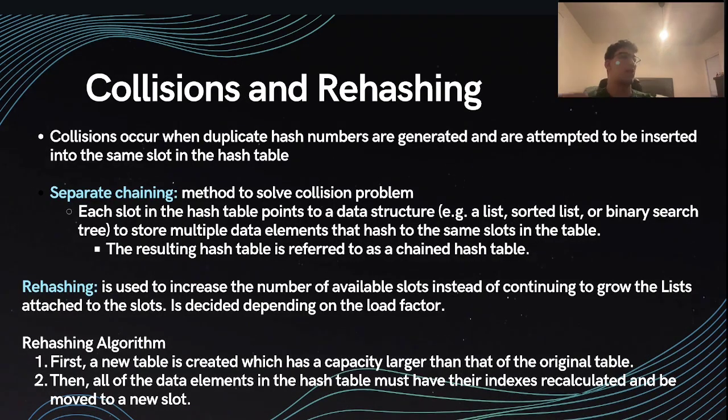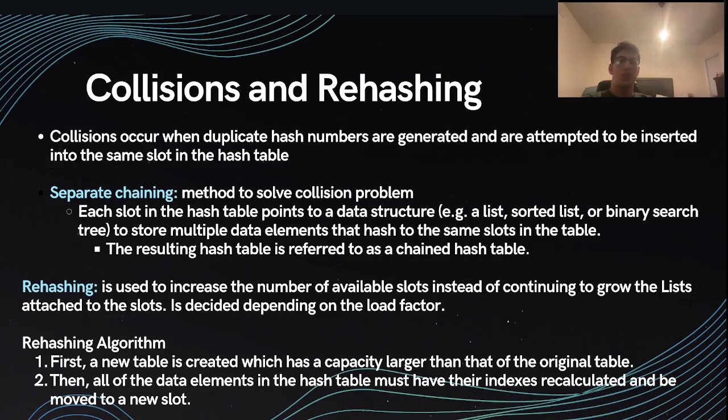So, collisions and rehashing. Obviously, if we were to have a function, it's not always going to be perfect. We can have duplicates. This is what we call a collision. Collisions occur when duplicate hash numbers are generated and are attempted to be inserted into the same slot in the hash table. One method we can use to solve collisions is something called separate chaining. Each slot in the hash table points to a different data structure, for example a list, sorted list, or binary search tree, to store multiple data elements that hash to the same slots in the table. The resulting hash table is referred to as a chained hash table. Or we can have something else called rehashing.